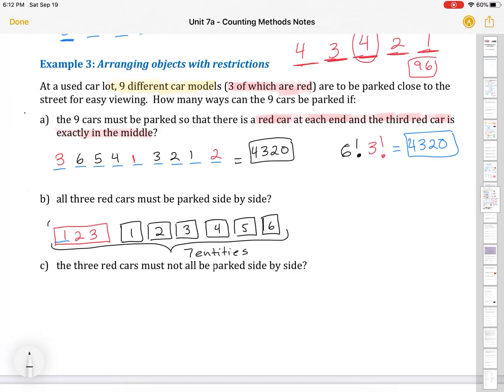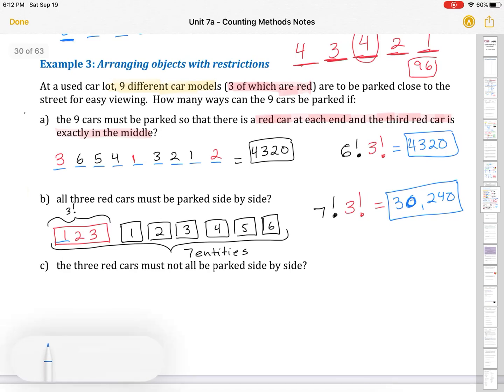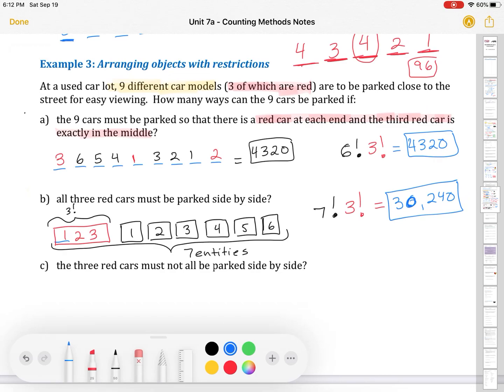Okay, so in total, I have 7 entities. And within the red cars, I have 3 that can be arranged by 3 factorial. So the 7 entities here will give me 7 factorial, and the red cars will give me 3 factorial. So when I multiply those, I'm going to get for my answer 30,240. Okay? So mapping it out, thinking about what moves together and what the blocks are.